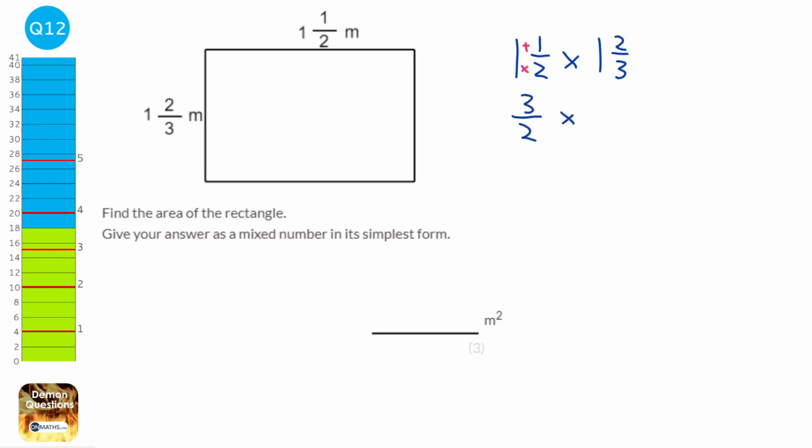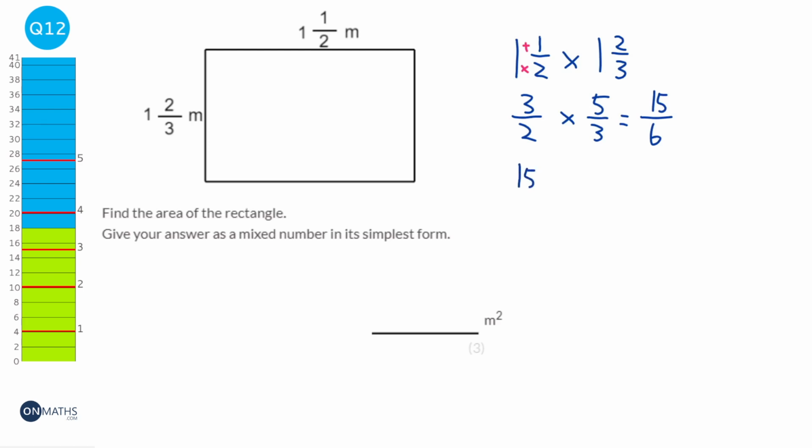Same with this one, 1 times the 3 at the bottom added to the top. 1 times 3 is 3, add to the top is 5. Now we don't need to get the numerator the same, because we're multiplying. All we do now, really easily, is just multiply the tops and multiply the bottoms.